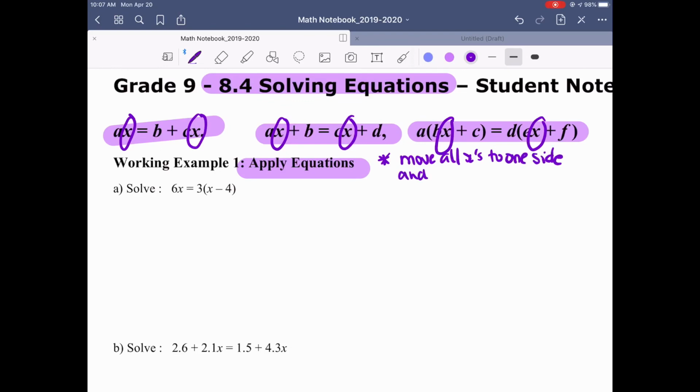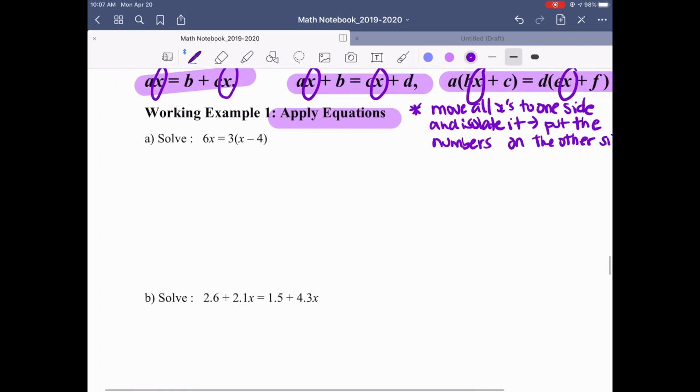and then isolate it, which means that you have to put the actual numbers on the other side of the equal. So you want to move all the x's onto one side and all the numbers onto the other side. You want to get x by itself on one side of the equal. You want to isolate it, okay? So you have to end up moving the x's in some way. So let's do our first question.